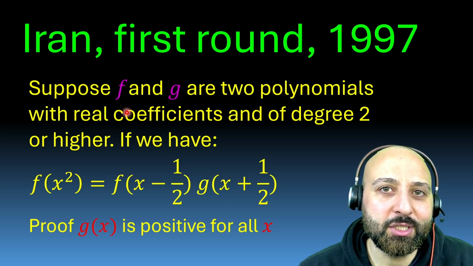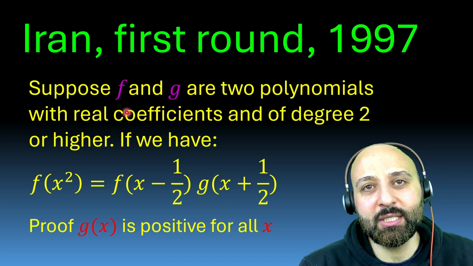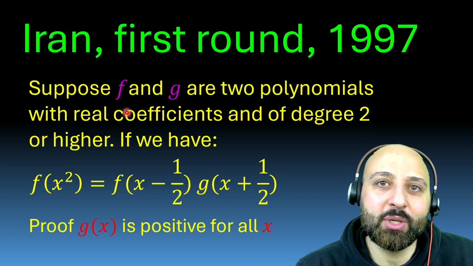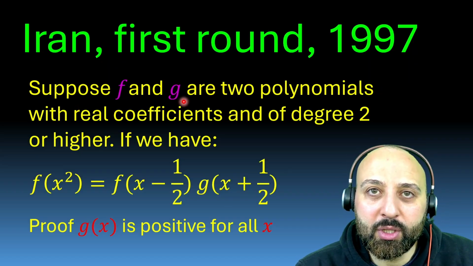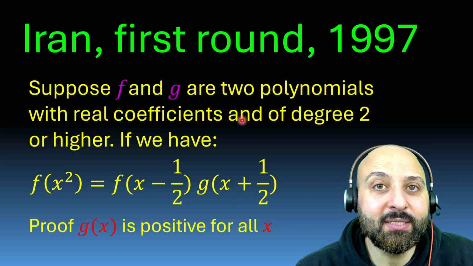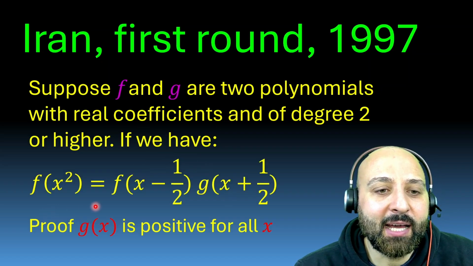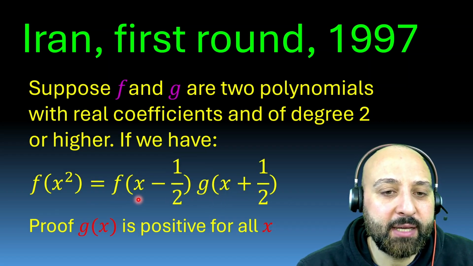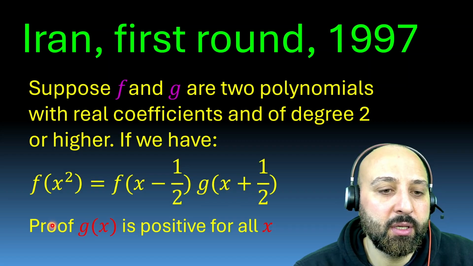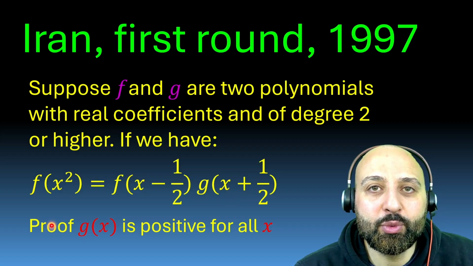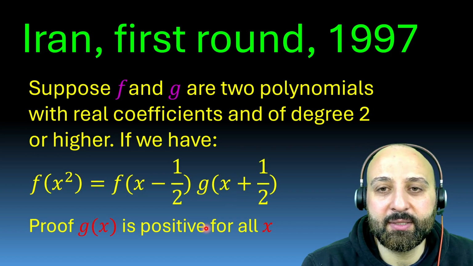Hi, here we have another question from Iranian Mathematical Olympiad round number 1, year 1997. The question is related to algebra, the topic polynomial. We have, suppose f and g are two polynomials with real coefficients and of degree 2 or higher. We have this equation, f(x²) is equal to f(x) minus 1/2 times g(x) plus 1/2. It asks us to prove that g(x) is positive for all values of x.